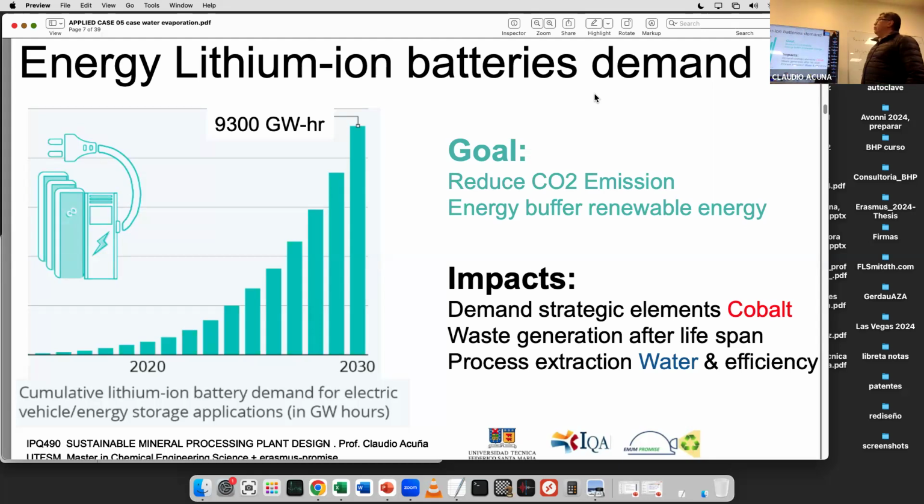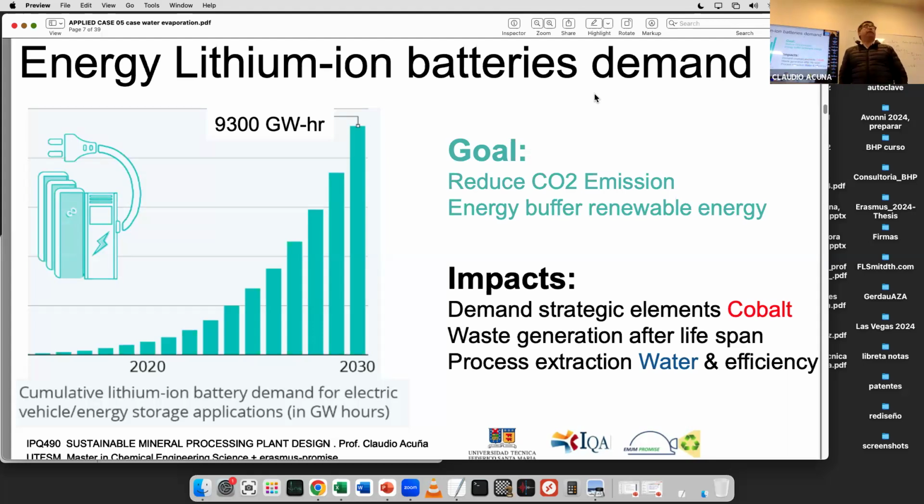That was a good idea at the beginning: reduce CO2 emission, replacing combustion engine machines with electrical cars. That was the main idea. Using wind turbines, solar energy, but we need to store at some point. Okay. Impact, demand, strategic element.